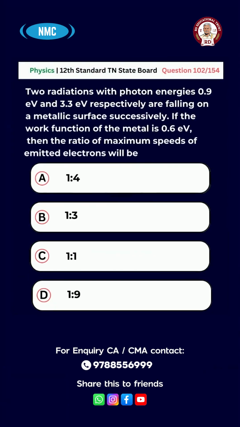Question number 102. Two radiations with photon energies 0.9 eV and 3.3 eV respectively are falling on a metallic surface successively. If the work function of the metal is 0.6 eV, then the ratio of maximum speeds of emitted electrons will be: option A, 1:4; B, 1:3; C, 1:1; D, 1:9. The right answer is option B, 1:3.